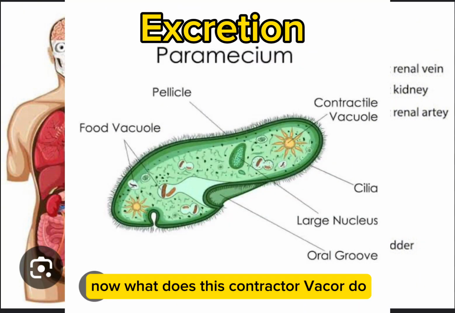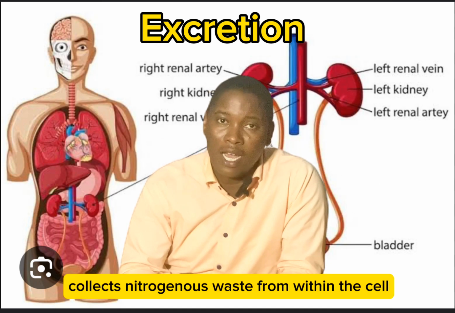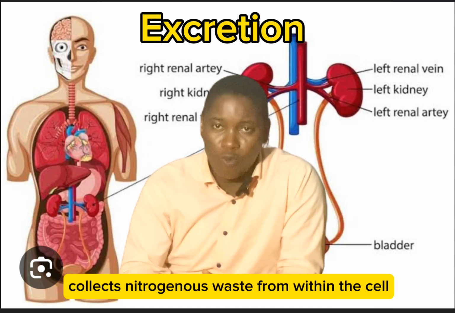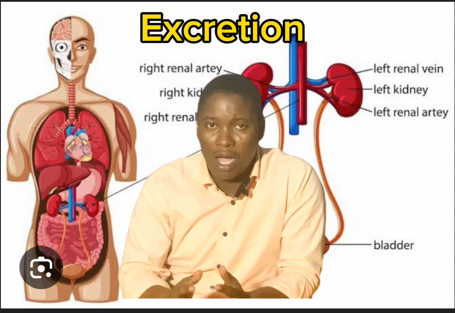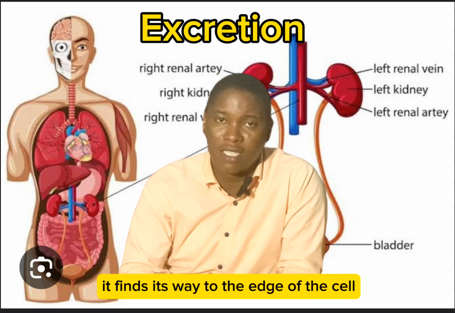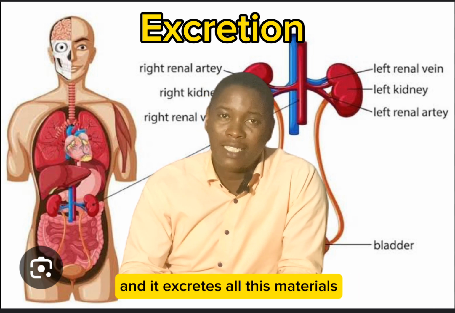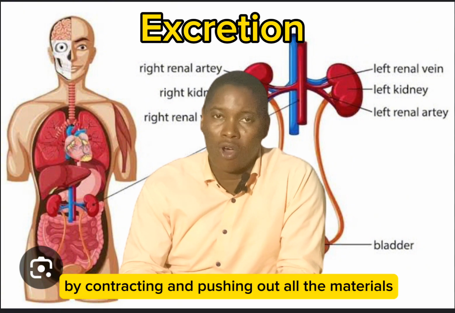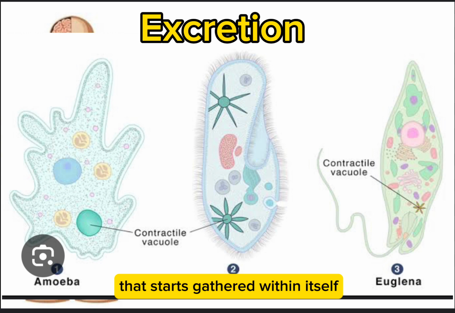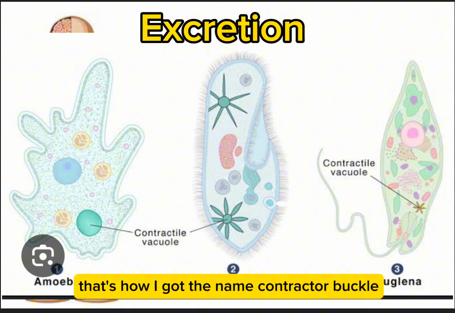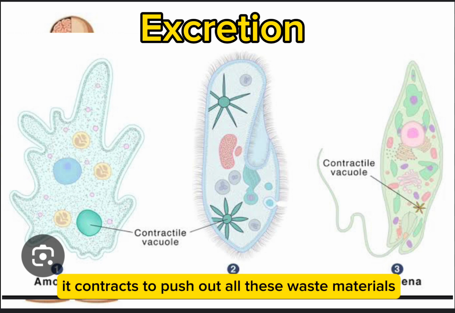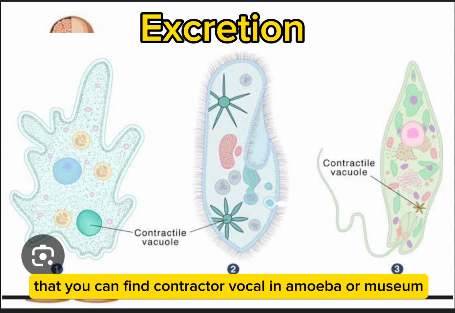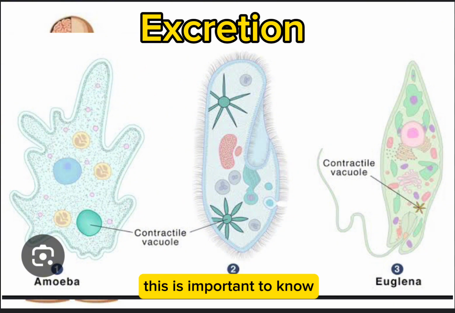Now, what does the contractile vacuole do? The contractile vacuole collects nitrogenous waste from within the cell, and when it reaches full capacity, it finds its way to the edge of the cell, and it excretes all these materials by contracting and pushing out all the materials that it has gathered within itself. And that's how it got the name contractile vacuole. It contracts to push out all these waste materials. And you can find the contractile vacuole in amoeba, paramecium, and some of these organisms. This is important to know.